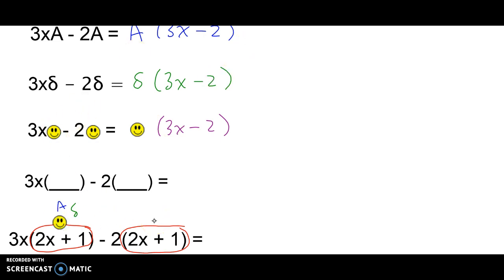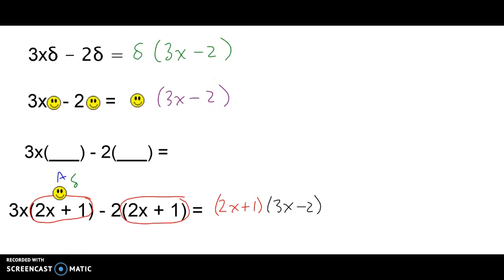Whatever it is, you factor it out. So here, we're not factoring out an A, we're not factoring out a delta, we're not factoring out a smiley face. We are factoring out 2x plus 1. And that leaves 3x minus 2, just like the previous three problems we did a second ago. So 3x anything minus 2 anything, you factor out that anything. The real problem is not that. If every factoring by grouping problem was presented to you looking like this, you would succeed every single time.